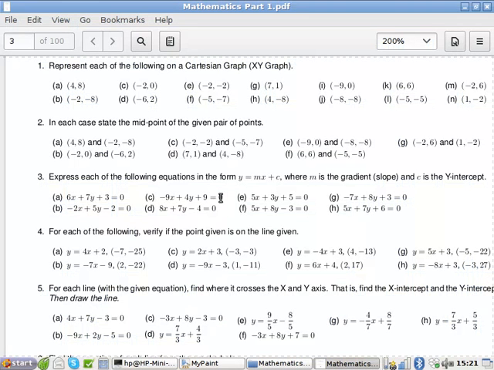Right, what are we looking at next? Yeah, a little bit of rearranging. Equation of line, yeah.